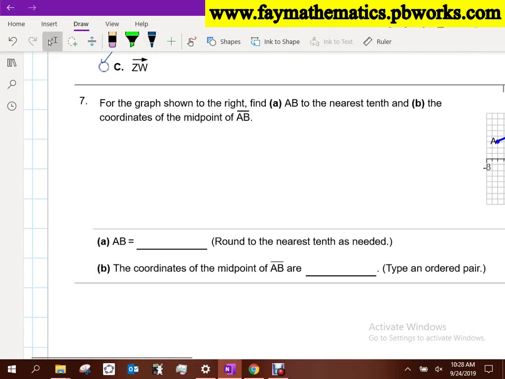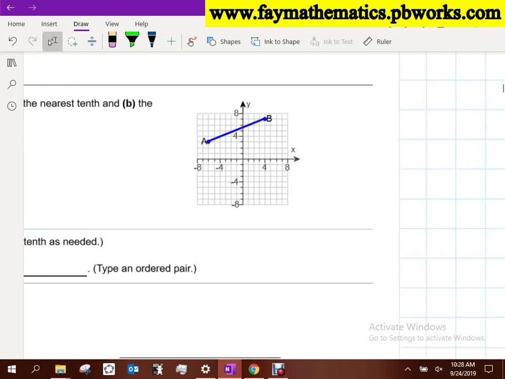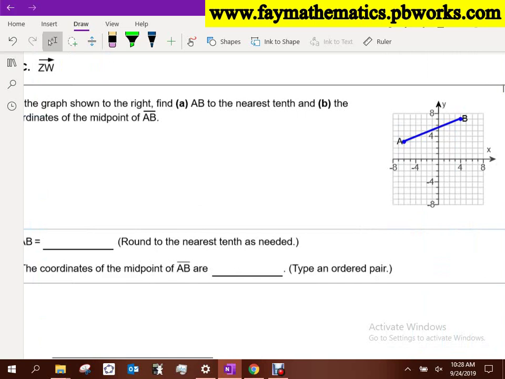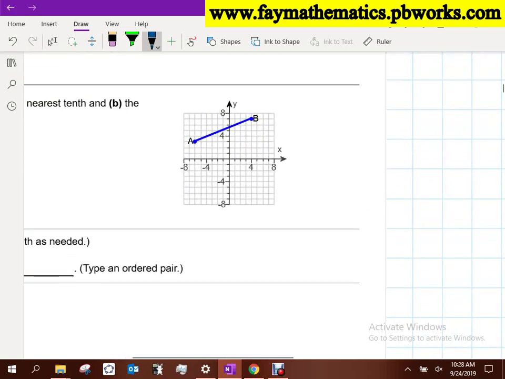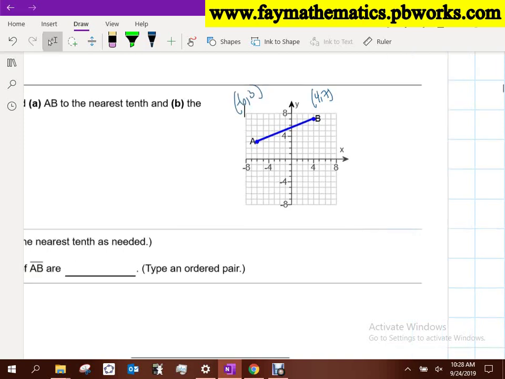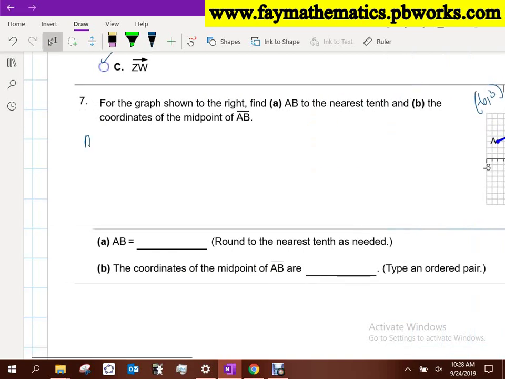For the graph shown to the right, find AB to the nearest tenth and the coordinates of the midpoint of AB. All right, so this ordered pair here is at 4, 7. So A is at 4, 7. And B is at negative 6, 3.